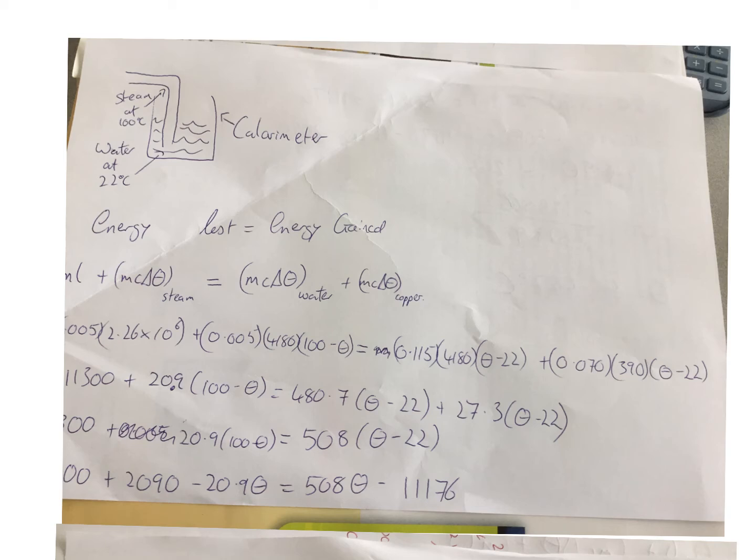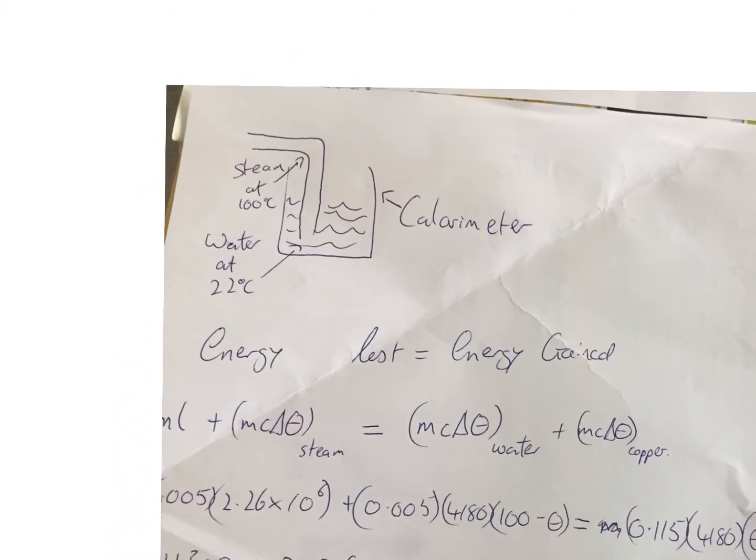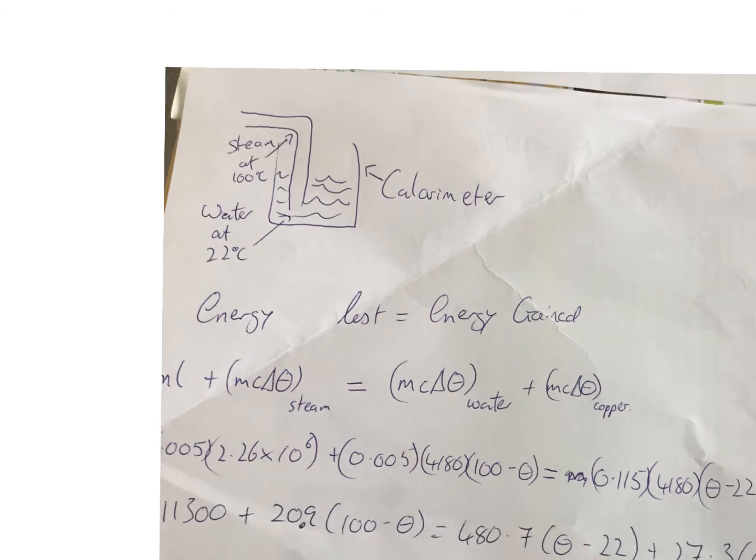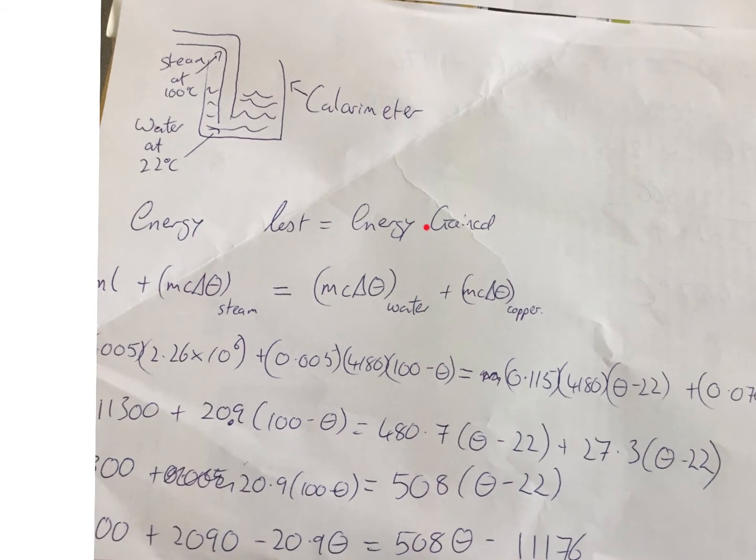Hey everybody, just a quick video to run through this calorimeter question where we've got steam entering the calorimeter, which is going to change state and then cool down. We've got water and the calorimeter, which are going to heat up in response to this. So the basic formula we're going to use is energy lost is equal to energy gained.